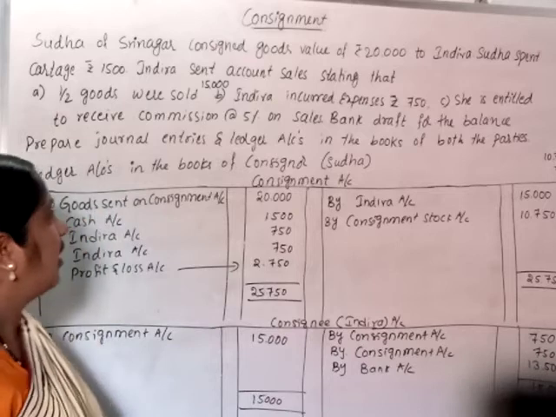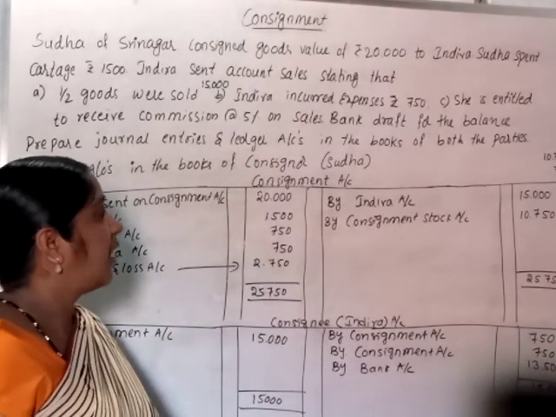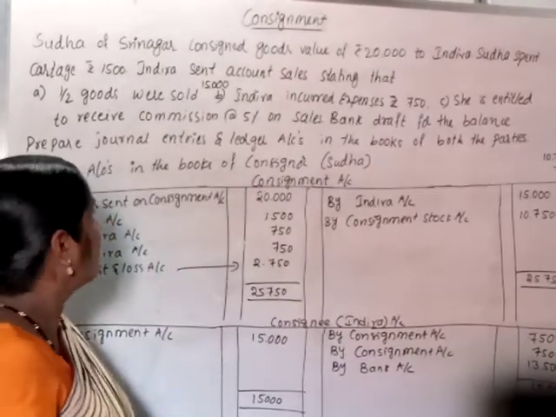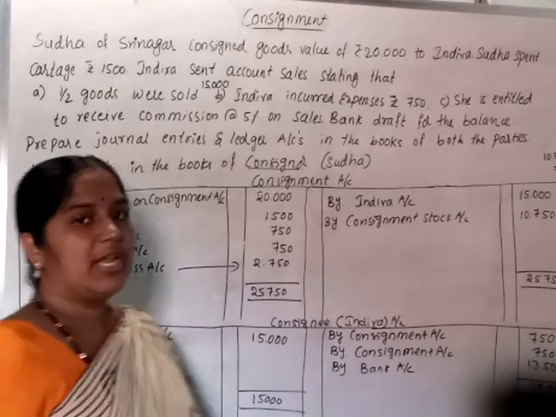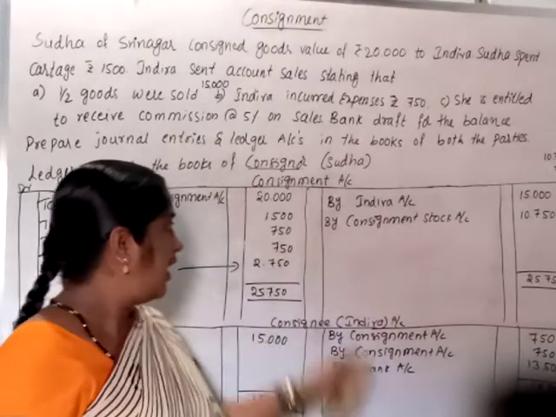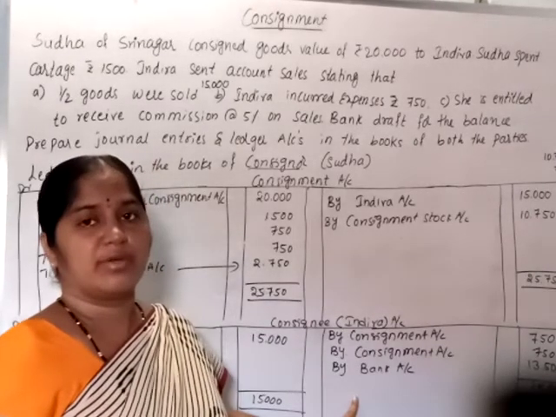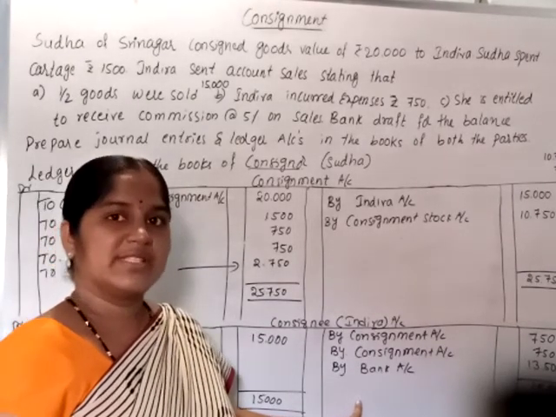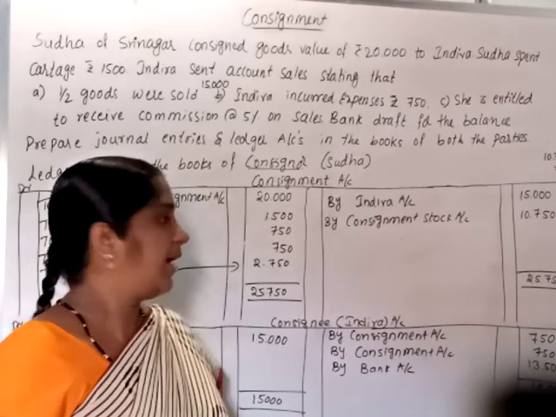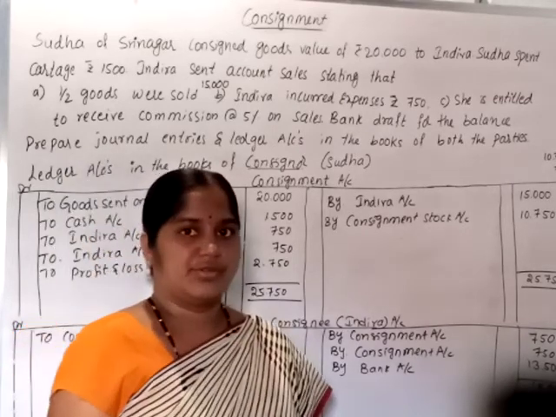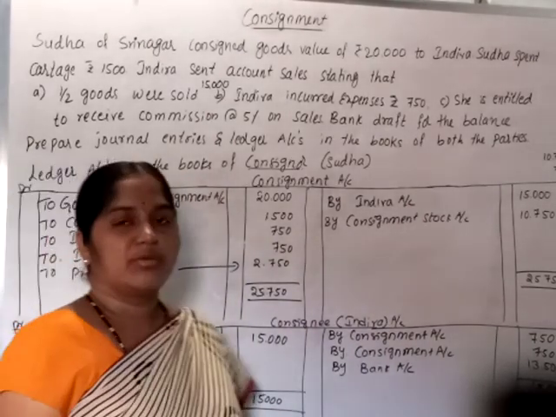Okay. Next, one more account we have to open in this ledger accounts in the books of consignor. That is called goods sent on consignment account. So consignment account is over. Consignee account also over. So one more account we have to prepare in the books of consignor. That is nothing but goods sent on consignment account. And we have to write the journal entries also. Okay. Later we are opening ledger accounts in the books of consignee.